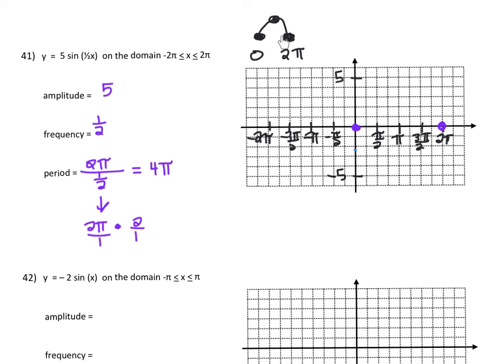Now, halfway between these 2 points, we're going to be up at the maximum. Now, halfway between 0 and 2 pi would just be pi. So at pi, we're going to put a point all the way at the maximum. So halfway between 0 and 2 pi is pi.